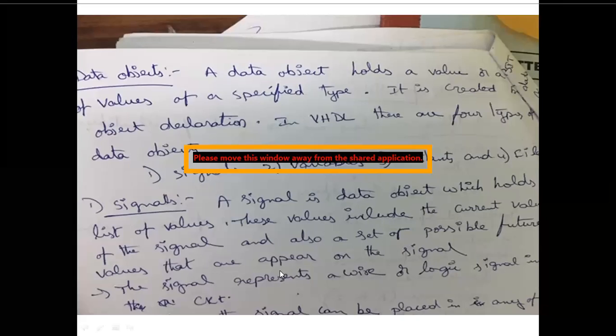These values include the current value of the signal and also a set of future values and also a set of possible future values.